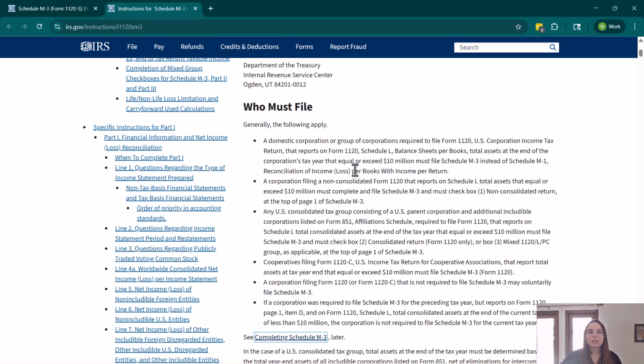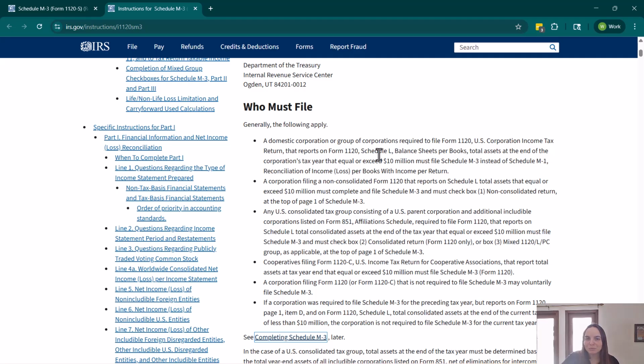So these are the instructions for Schedule M-3. This is for corporations, but again, this applies to S corporations, C corporations, and partnerships, okay? This is specifically going to talk about Form 1120 because the instructions are for C corporations. I couldn't find the S corp instructions quickly for some reason, but they're the same. It's the same threshold at $10 million.